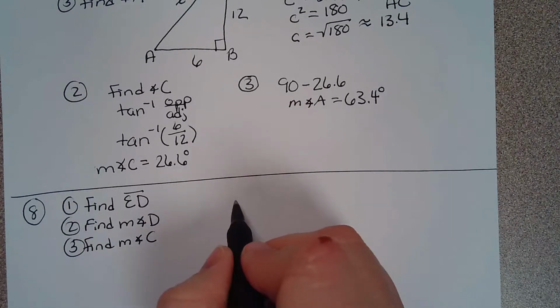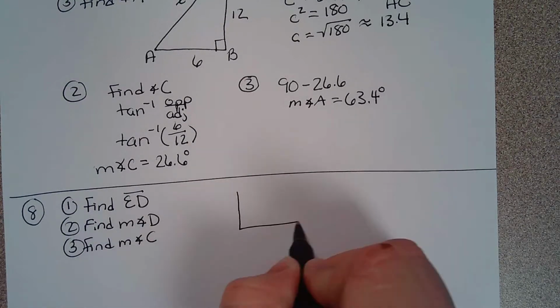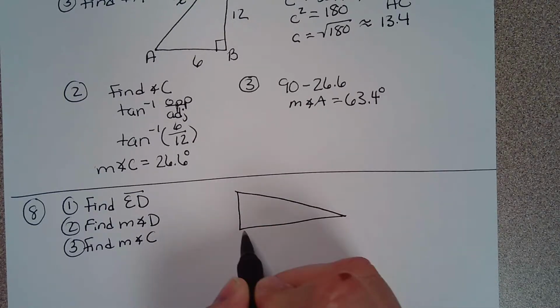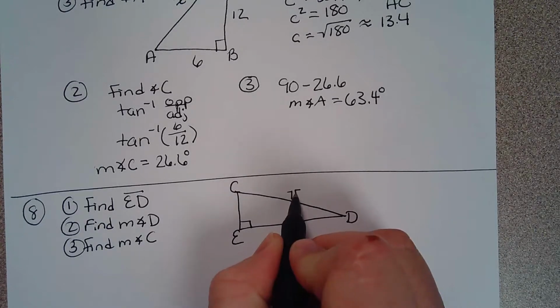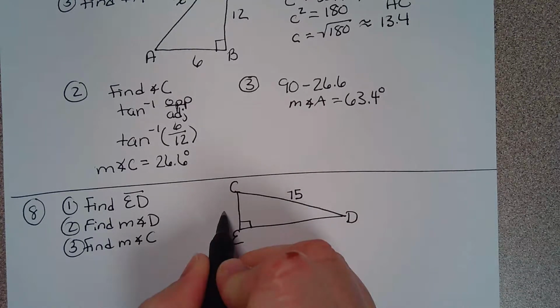So here is our triangle. It is a right again. This is C, E, and D. We are told the hypotenuse, which is 75, and the shortest leg, which is 21.